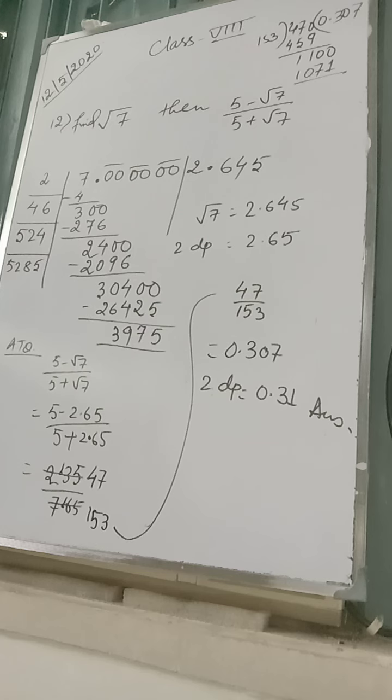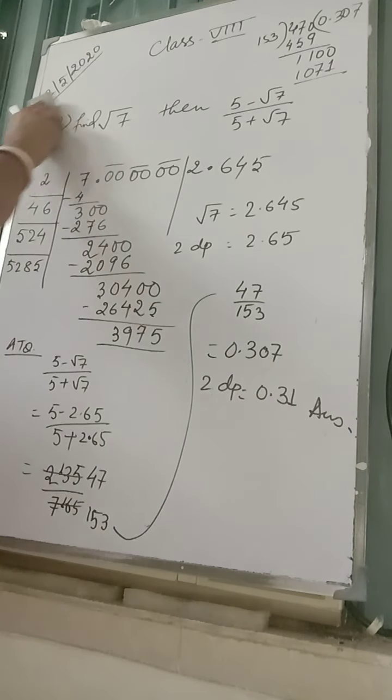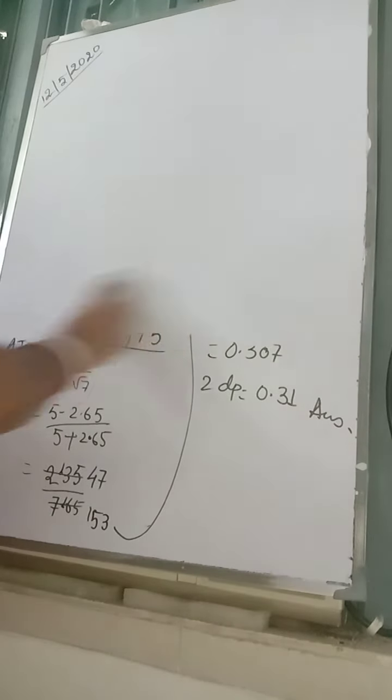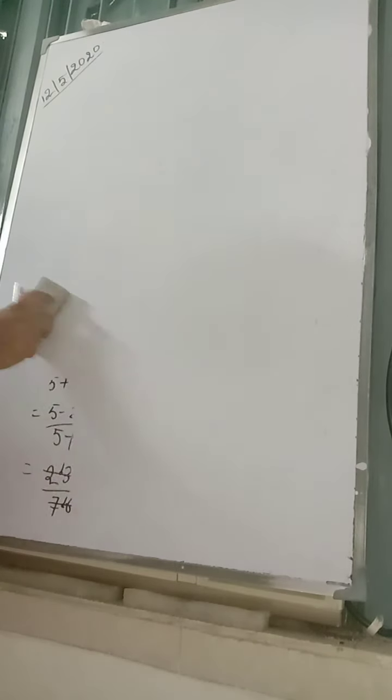Come to question number 13. It says find the least number which must be subtracted so that the resulting number is a perfect square. Now like this sums already you have done. Once again we are doing it. Just see what we will do. We will get the square root of the given number and we will see what is the remainder left at the end. Question number 13.